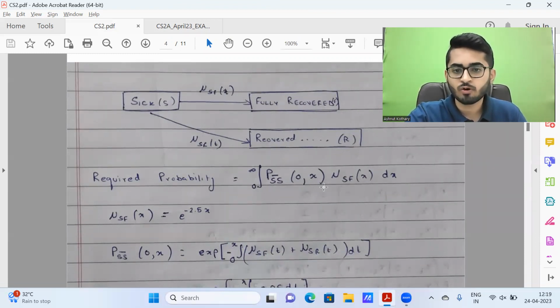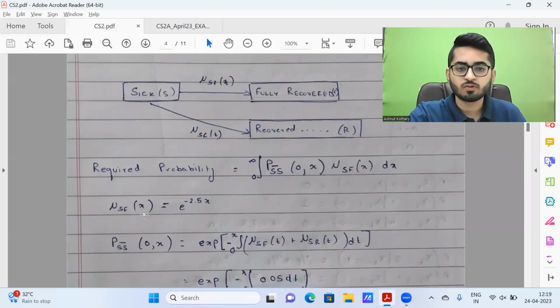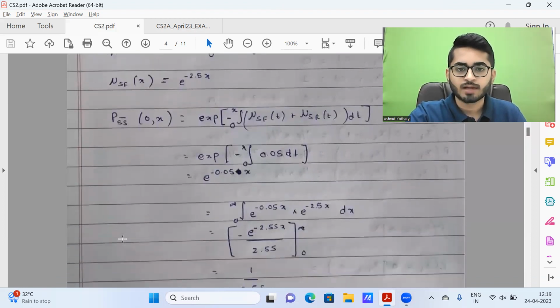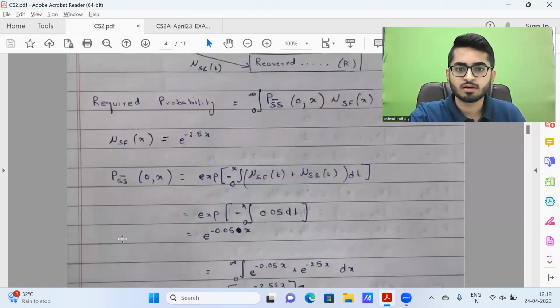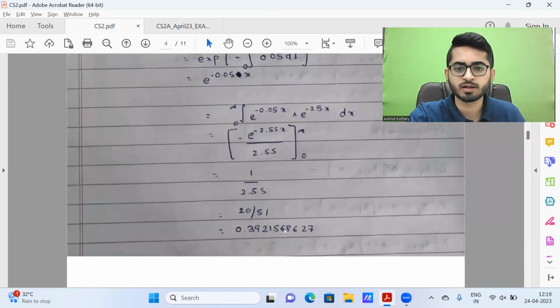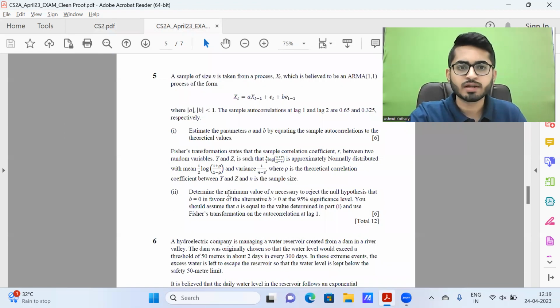So P S is bar 0, x: somebody who is currently in the sick state continues to remain in the sick state, and then we make a transition to the fully recovered state. And then the time of transition could vary anytime between 0 to infinite. First we need to compute PS is 0 bar x, which is what I have done over here. And finally, you substitute this in the above equation, and you need to again solve it, and you'll be getting the answer as 0.392156867.